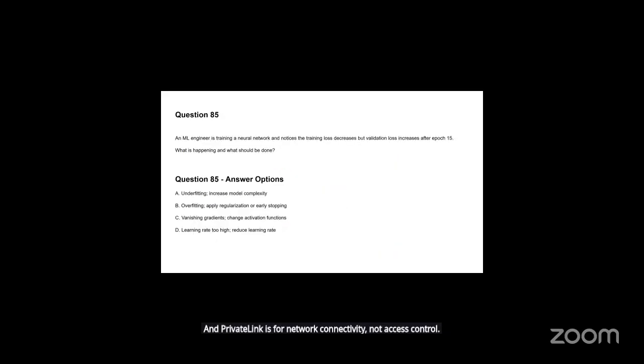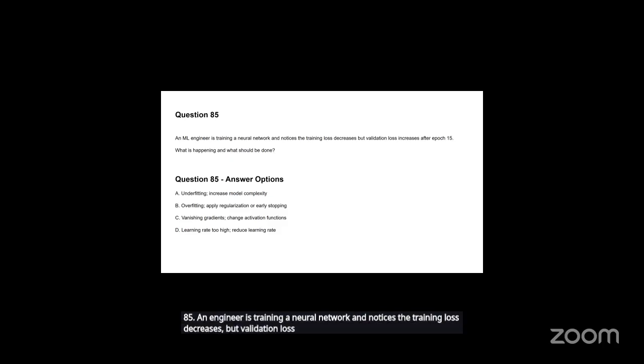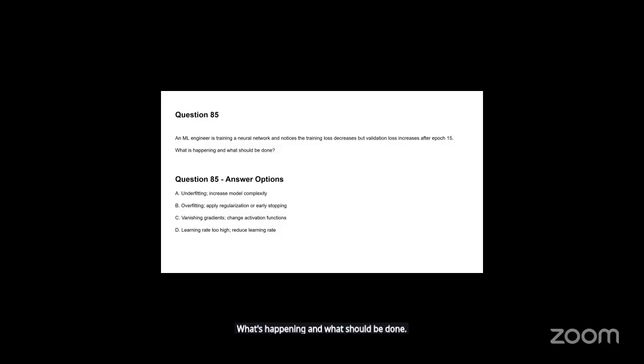85. An engineer is training a neural network and notices the training loss decreases, but validation loss increases after epoch 15. What's happening and what should be done? Underfitting, overfitting, vanishing gradients, learning rate too high.